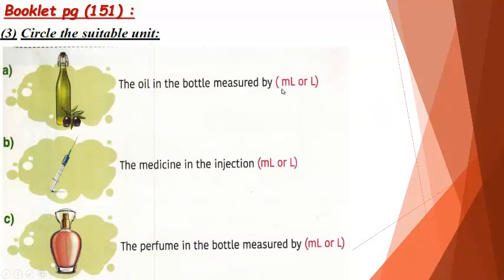Circle the measuring unit. The first one is an oil bottle. So I'm going to measure it using milliliter or liter, of course, the liter. The medicine in the injection. Here I have a very small amount, so it will be milliliter. The last one, perfume in the bottle. I have here perfume. Of course, it will be milliliter.